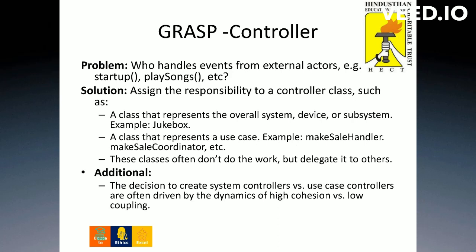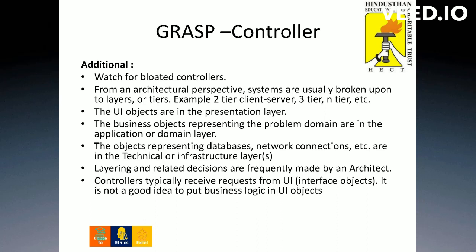Controller pattern. It handles the events from the external actor. Assigning the responsibility to the controller is the main solution of the controller pattern. With additional responsibilities, we get a bloated controller. From an architectural perspective, the UI object, the business object representing the databases, and layering and related decisions are all frequently made by the architect. Controllers typically receive requests from the UI.